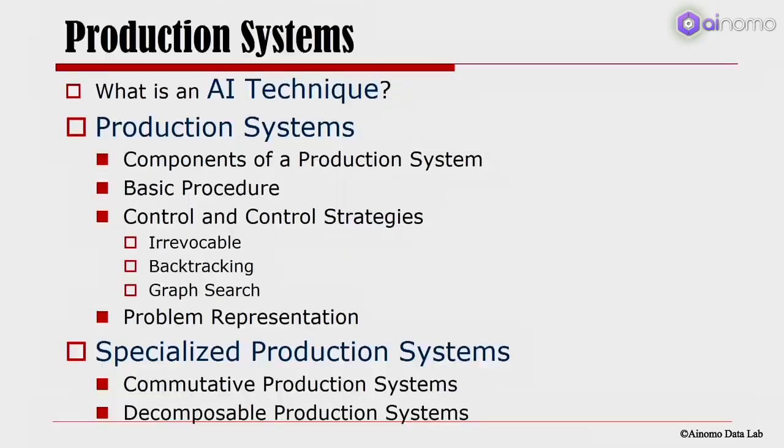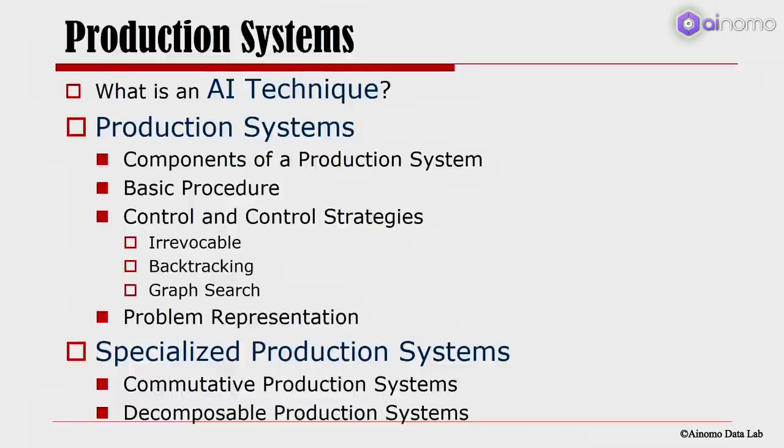This is what the overview of the course today looks like. We would first talk about what an AI technique is. How is AI different from general traditional programming? What makes AI programming different? At the end of this course today, you should be able to identify what production systems are, and the components of a production system. We would introduce the basic procedure and look at different control strategies.